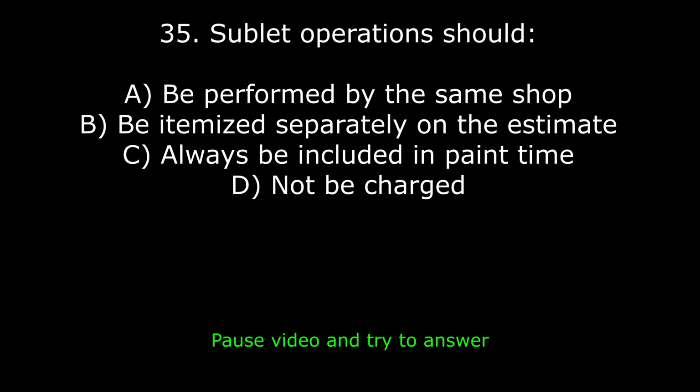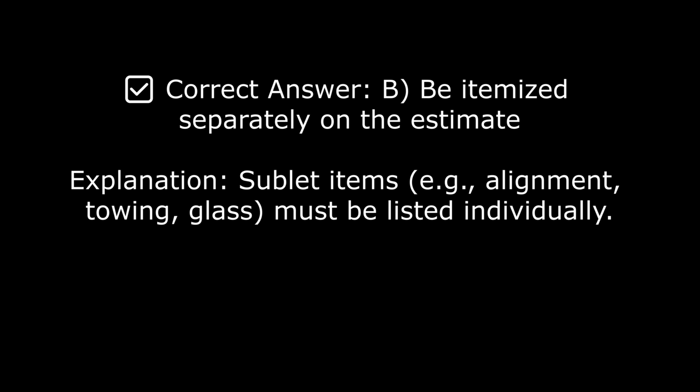35. Sublet operations should A. Be performed by the same shop. B. Be itemized separately on the estimate. C. Always be included in paint time. D. Not be charged. Correct answer: B. Itemized separately on the estimate. Sublet items, for example alignment, towing, glass, must be listed individually.